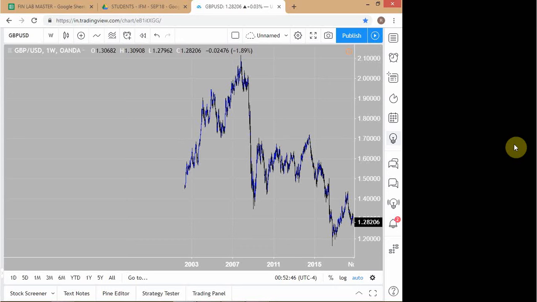So in the modern era, looking at a chart starting from 2003 to 2015, you can see between say 2005-6 and 2015 how much movement, how much of a depreciation there was in the British pound. This is the modern-day era in currency markets.